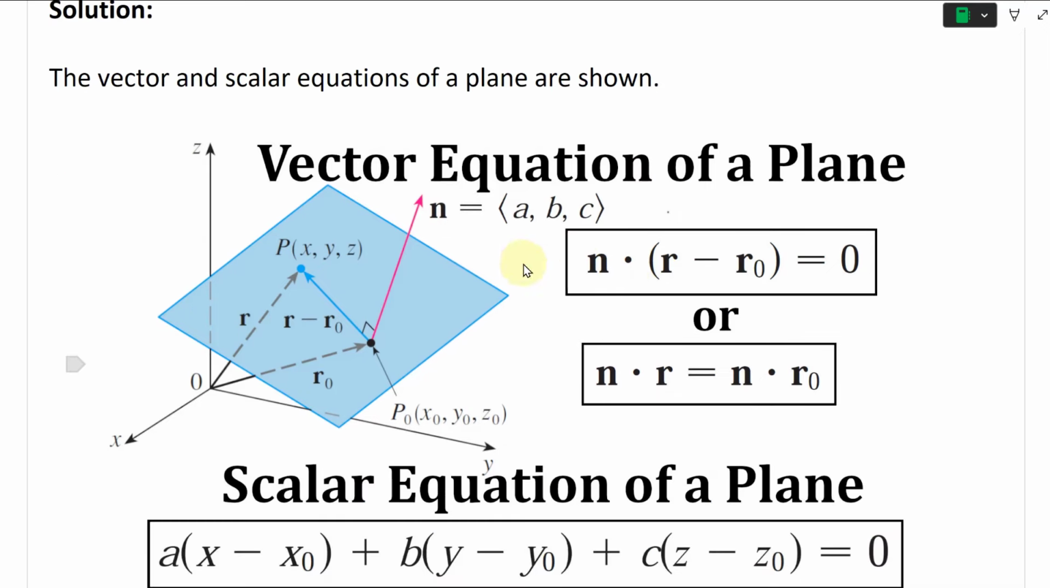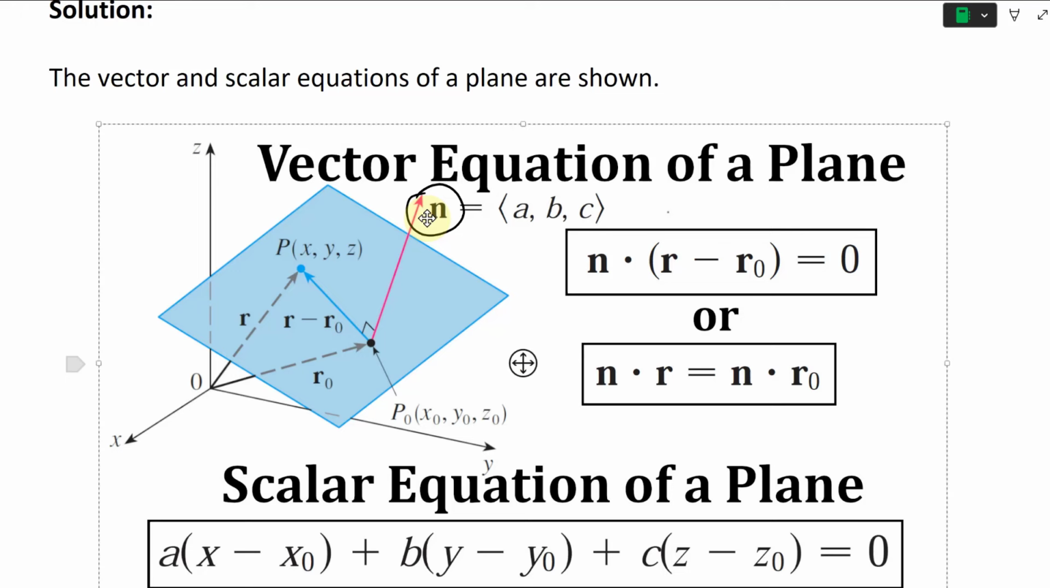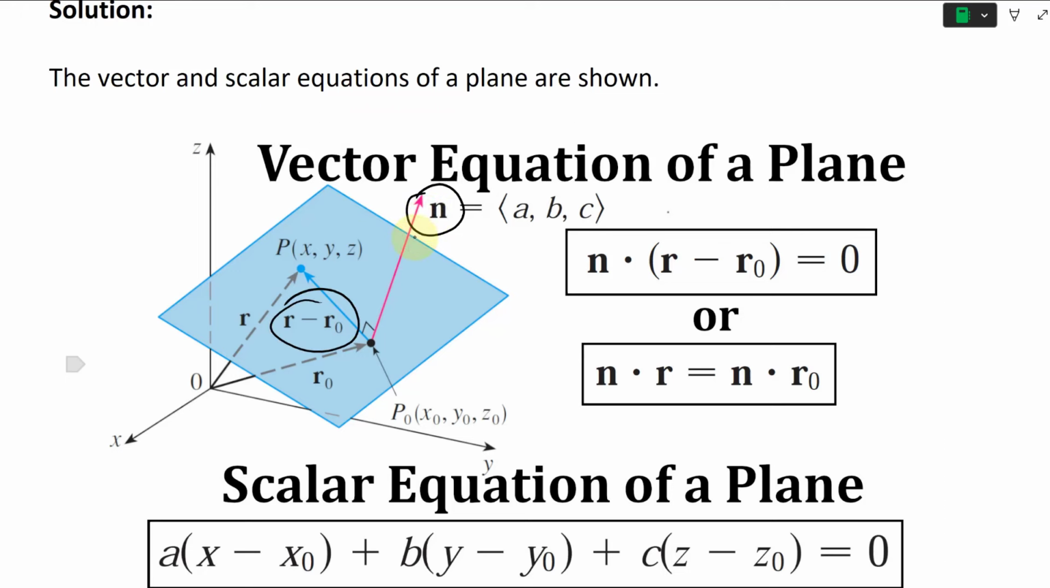The vector one is just going to be the normal vector dotted with the vector on the plane, r minus r naught, with that position vector. And then the dot product of it is equal to 0. In other words, it's perpendicular to this vector connecting from this point to this point, and hence the dot product is equal to 0. So then you could just write it like this.